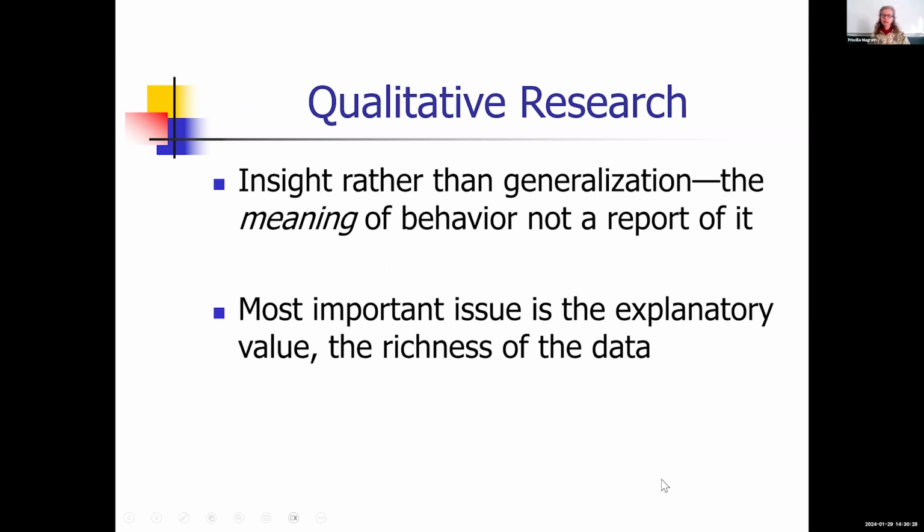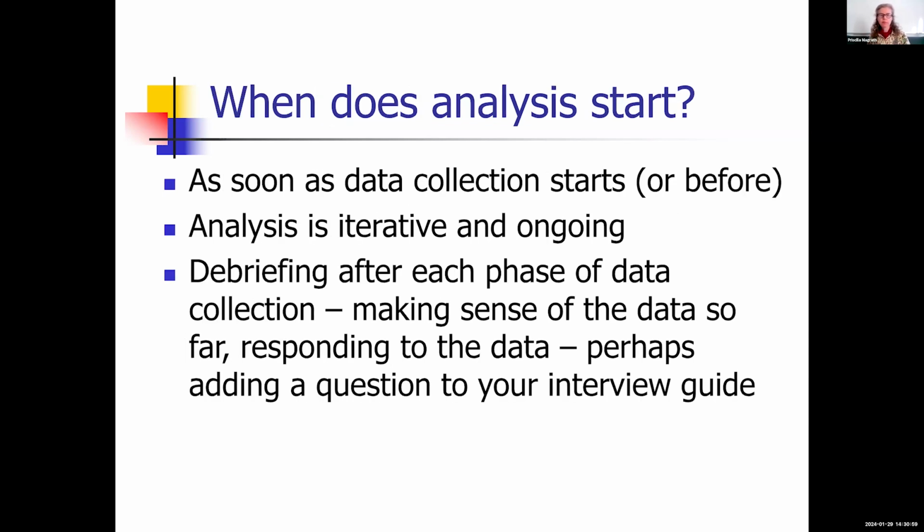Let's remind ourselves, as I brought out in module 1, that in qualitative research what we're looking for is an insight rather than a generalization, and the meaning of a behavior, not a report of it. So the most important issue is the explanatory value, the richness. When you're collecting data or analyzing it, you may suddenly get an aha moment that finally you get what's going on. You can understand why people behave like this. And that's what you're trying to get at.